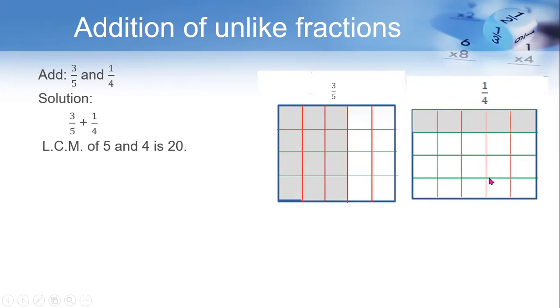Now look, both have the same number of pieces, and only then can we add them. If the total is the same, then only can we compare them, add them, or subtract them. So in both figures, how many small parts are added now? In the first, how many are shaded? 12. And in the second? 5. So how many are there in total?